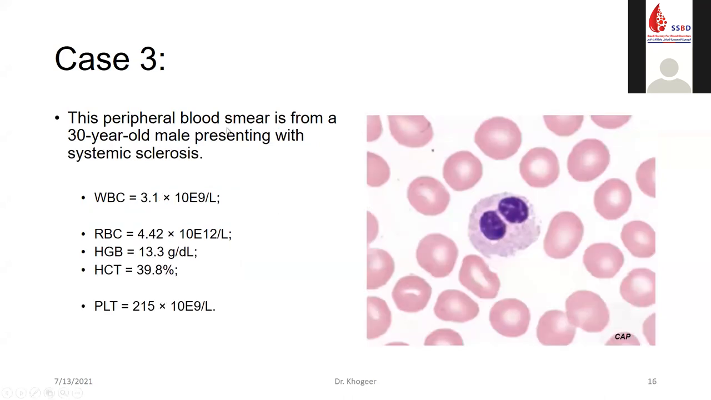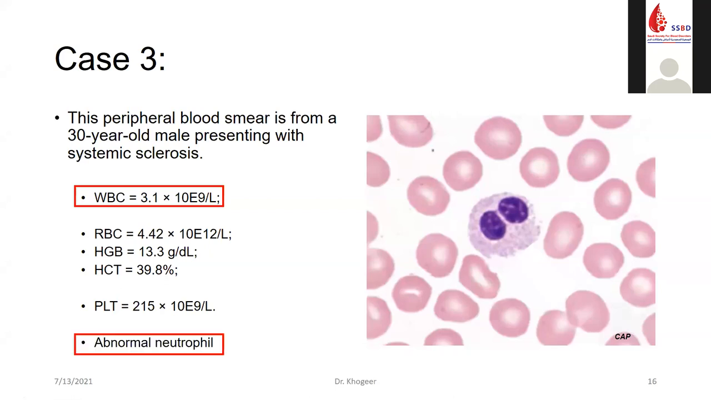Case three: this peripheral blood smear is from a 30 year old male presenting with systemic sclerosis. Again, before going into the details, based on the CBC and peripheral blood morphology, this patient has an abnormal count, low white blood cells, along with abnormal neutrophils.